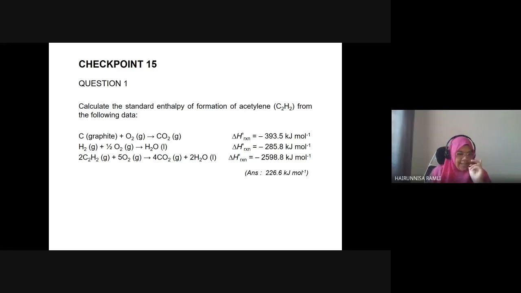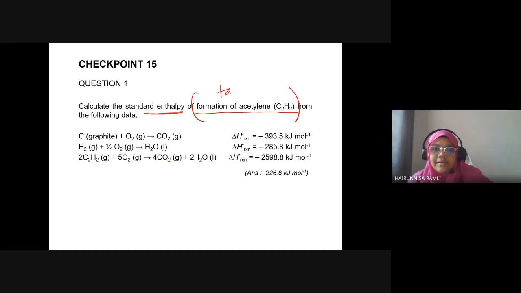Macam saya cakap, first lagi nak buat dia apa? Find the target equation. Contoh tadi, ada target dia. But here, kalau you perasan, tak ada target equation. Tapi target equation dia tersembunyi dekat dalam soalan. Calculate the standard enthalpy of formation of acetylene. So this is your target. Target equation. You kena tulis dulu equation tu. Barulah you boleh dapat according to the series of reaction tu. Itu dia buat ya.